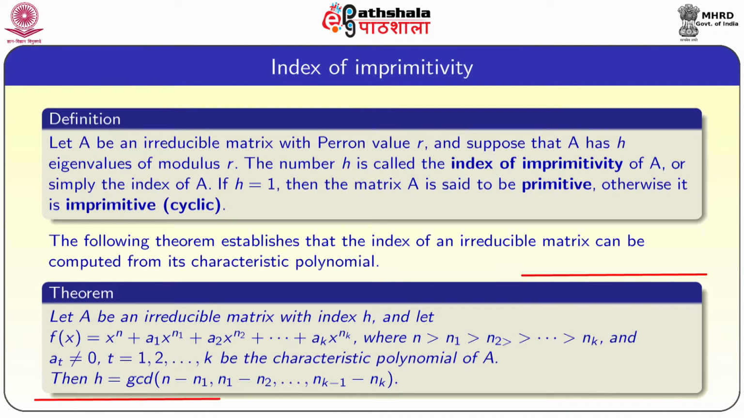The theorem statement is: let A be an irreducible matrix with index h, and let f of x equal to x^n plus a1 x^n1 plus a2 x^n2 and so on ak x^nk, where n is greater than n1 greater than n2 and so on greater than nk, and at is not equal to 0 for t equal to 1, 2, 3 and so on k, be the characteristic polynomial of A, then h is equal to the GCD of n minus n1, n1 minus n2, and so on, n(k-1) minus nk.